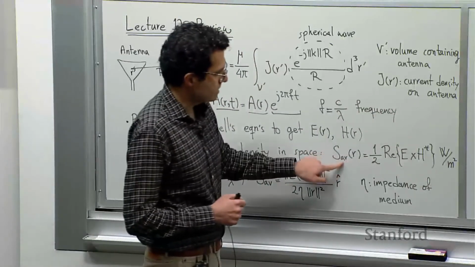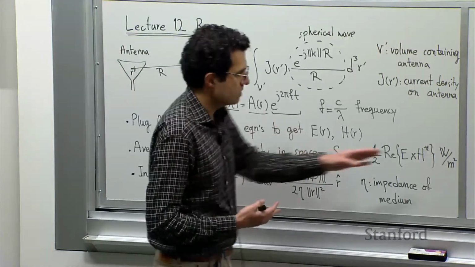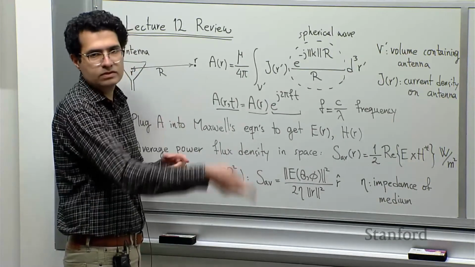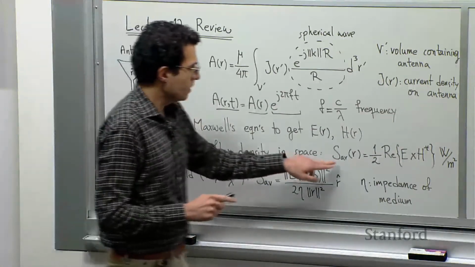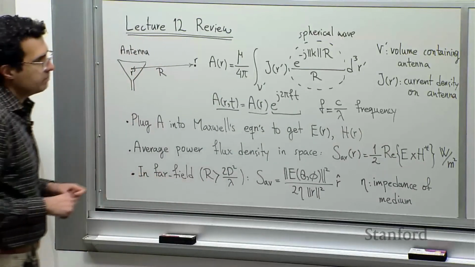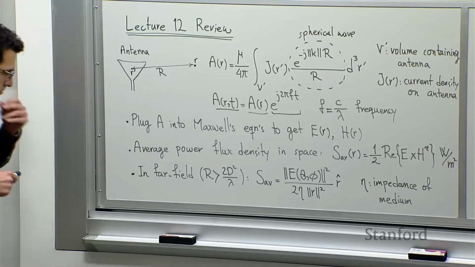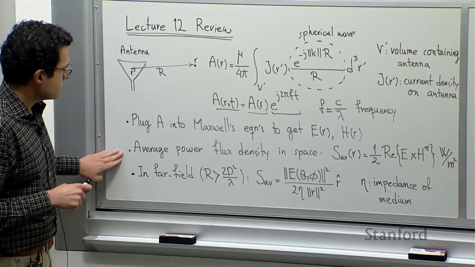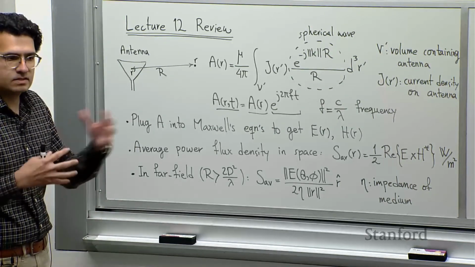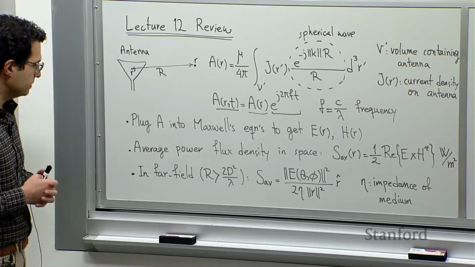Note that S is a vector. So it's not just how much power in watts per meter squared. There's also a direction associated with it, because that power flux, in what direction is it flowing? So S here is a vector, but the units of the amplitude of S are watts per meter squared. Now, from there, we also said that when you look at the radiation from an antenna, there are different regimes that you can look at in terms of how far away you are from the antenna.